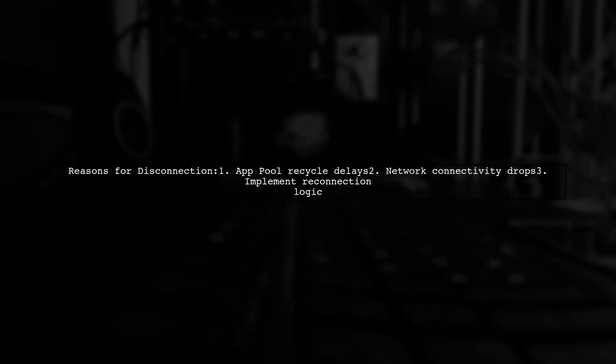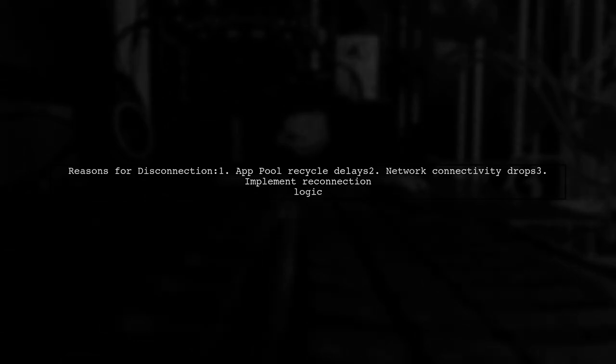This disconnection can happen for various reasons, like an app pool recycle taking too long or intermittent network issues. It's important to implement logic to attempt reconnection after the disconnected event. For more details on handling connection events, check the SignalR Lifecycle Events documentation.